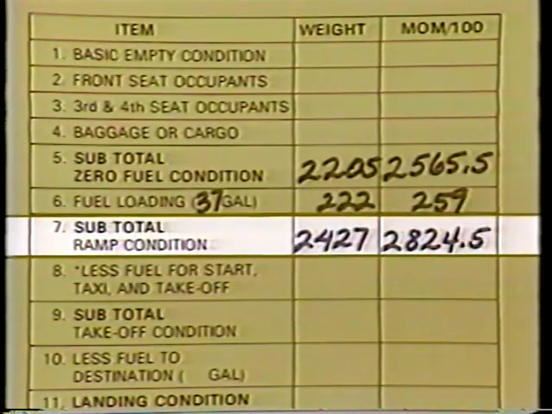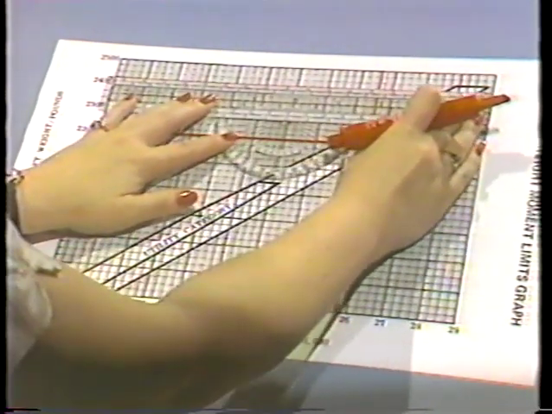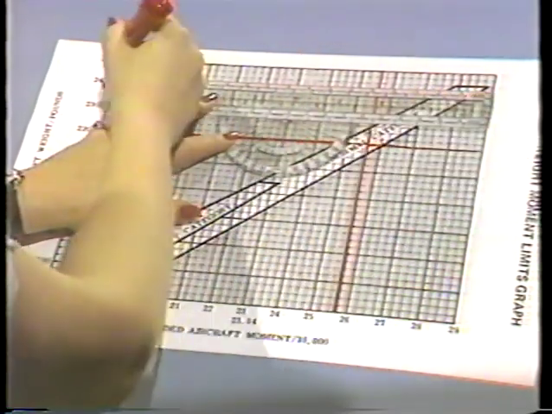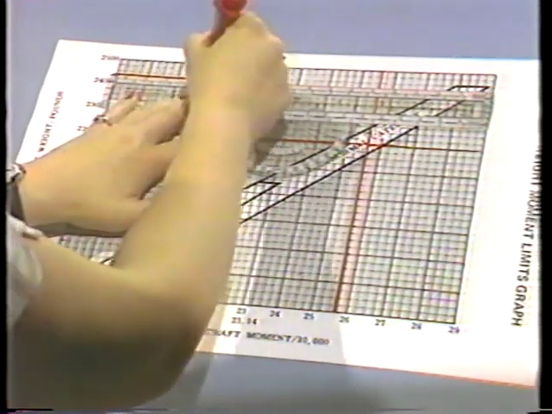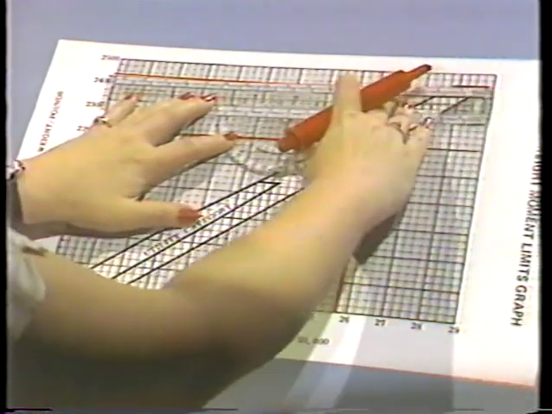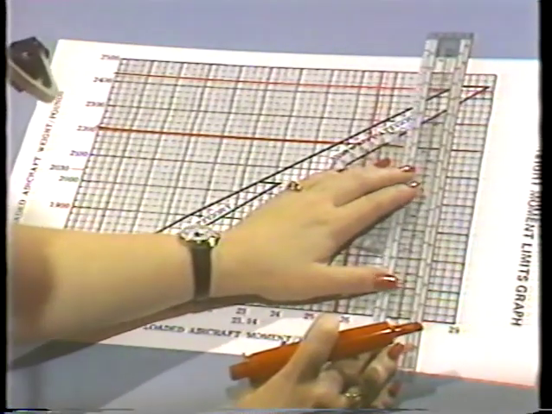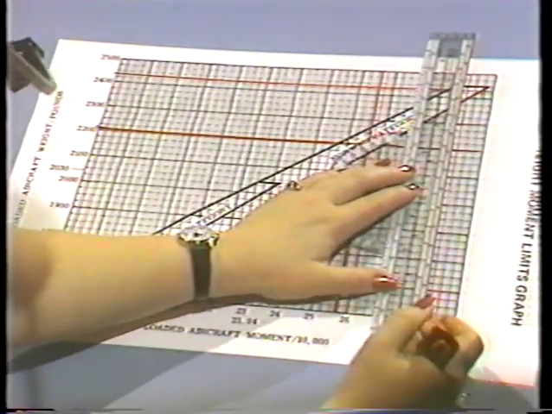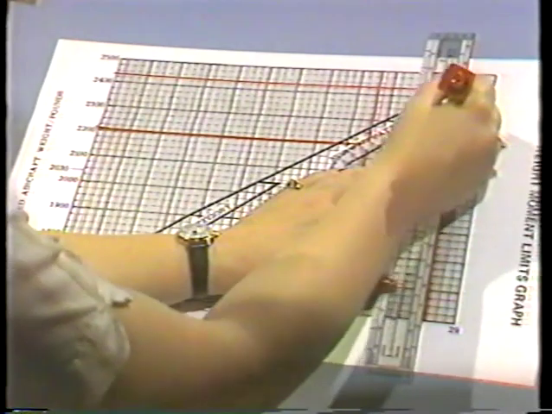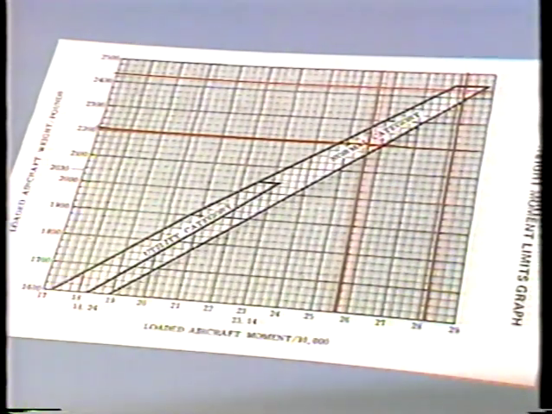Repeat the same procedure for the ramp condition. Find 2,427 pounds on the vertical axis. Then draw a line across the graph, intersecting the center of gravity envelope on the horizontal axis. Find the moment of 2,824.5. Draw a line up the graph through the center of the envelope. Do the two lines intersect on or inside the envelope? They do. And the ramp condition is within the manufacturer's specifications.